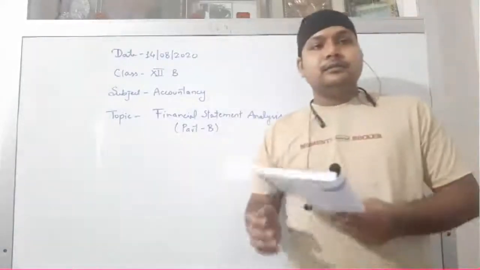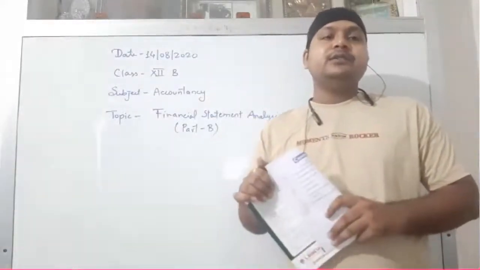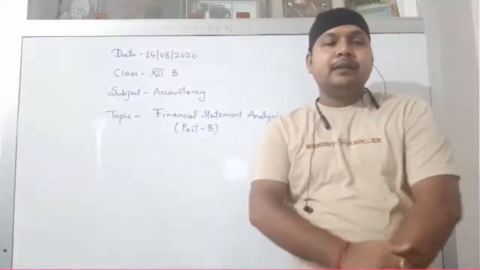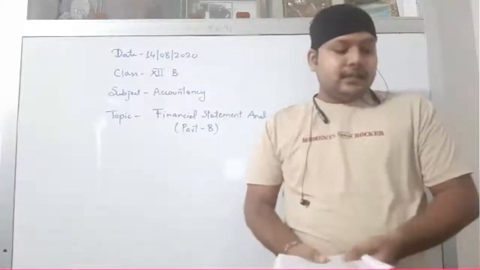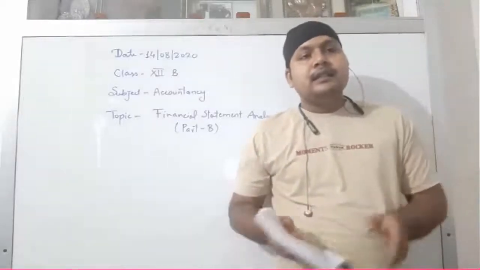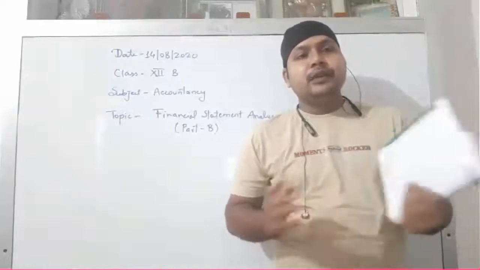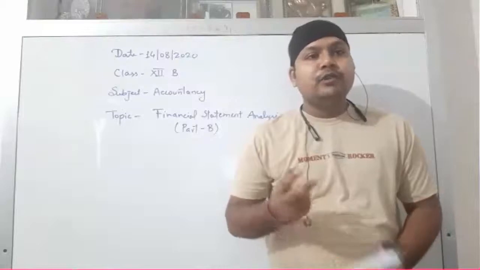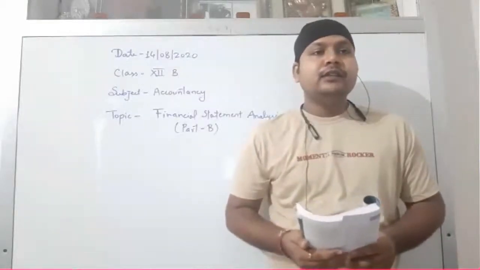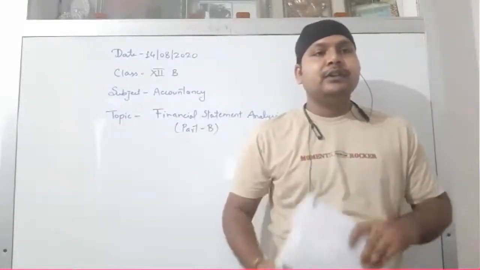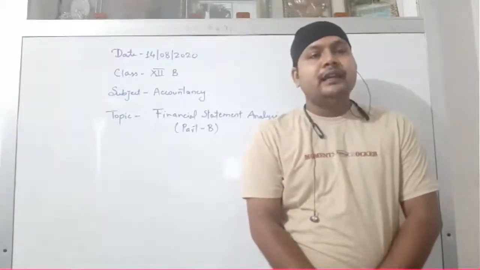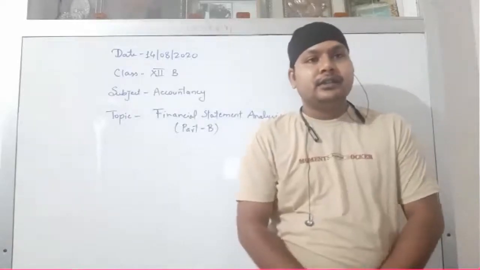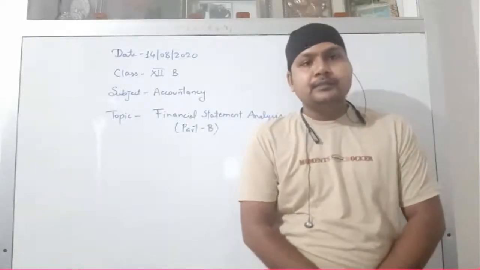Before reaching chapter number 10, I want to tell you some important things related to it. Your accountancy syllabus is divided into two categories, that is Part A and Part B. Part A consists of two volumes, volume 1 and volume 2. In volume 1, you can see the accounting treatment of not-for-profit organizations and the accounting for partnership firms. In volume 2, we record the transactions related to companies.